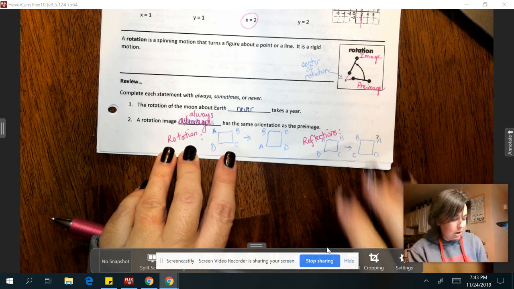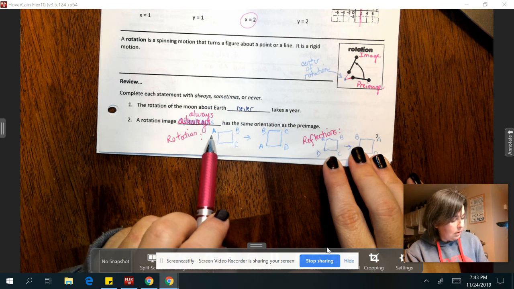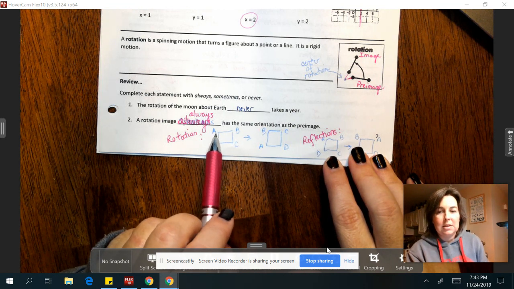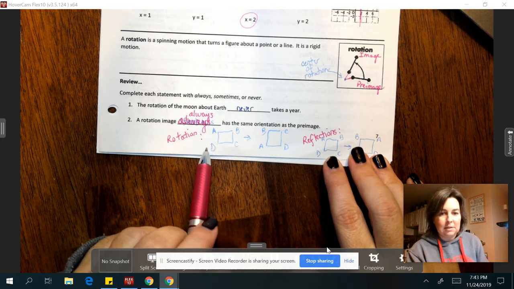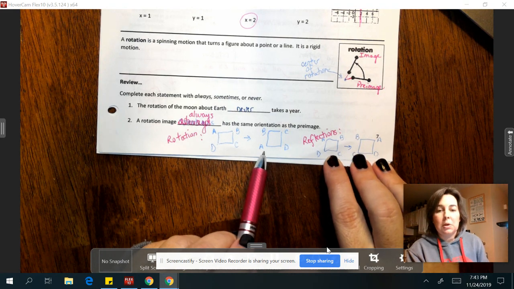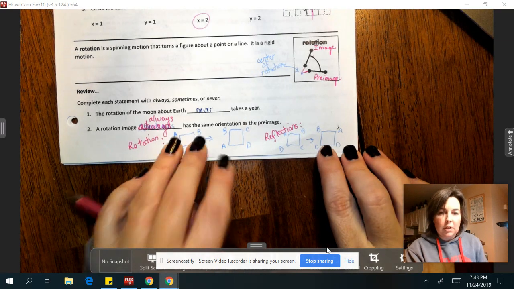For a rotation, when you rotate, like I drew here, if I read the letters starting at A going clockwise, it goes A, B, C, D. Okay, after the rotation, if I start at A and read the letters going clockwise, it goes A, B, C, D. But in reflection, it's not the same.